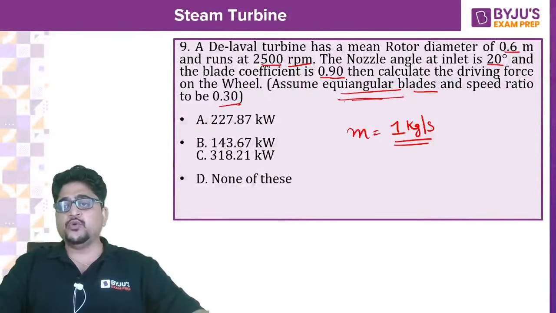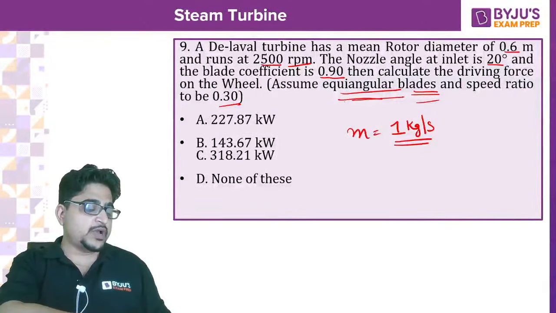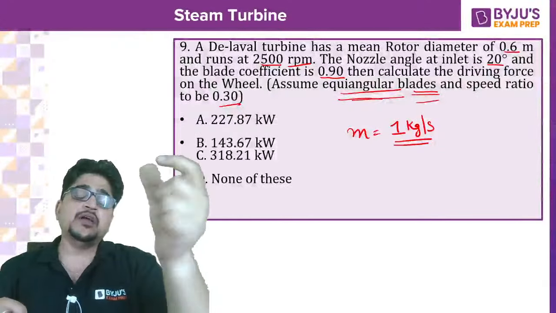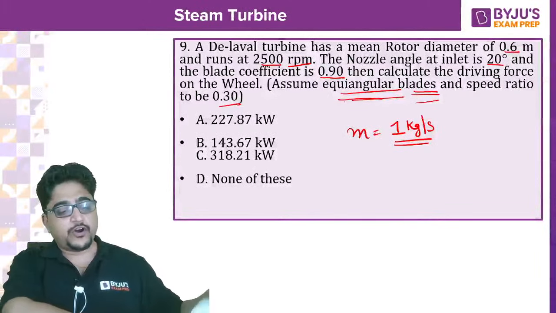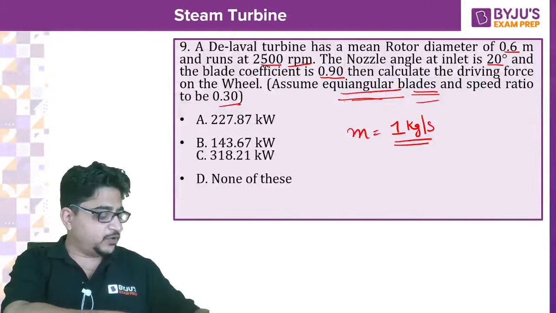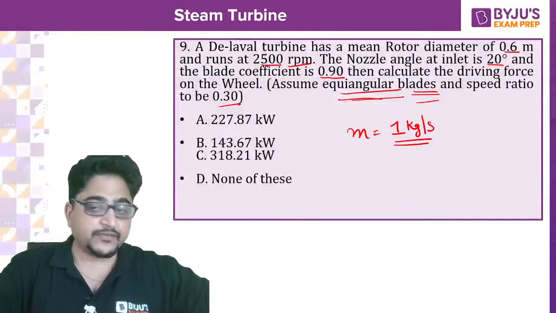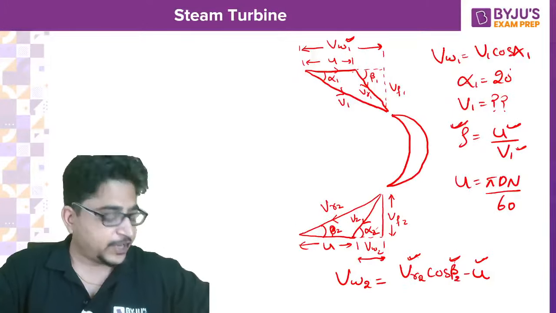Blades are equiangular. So calculate the value of beta 1. The same value will be for beta 2. So how are you going to calculate the value of beta 1?